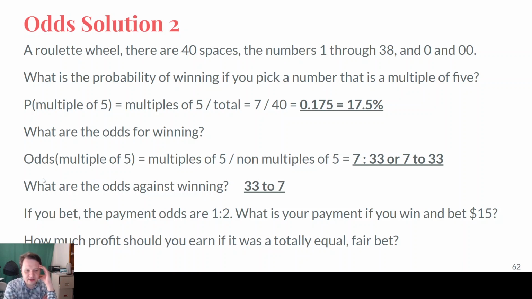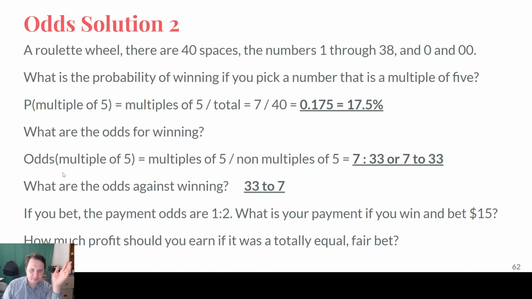So here's how you can calculate if you should make the bet or not, because it depends on how much they pay out. If they pay out a ton of money and you only have to bet a little bit, we should play. However, most of the time we should not play, as you'll see. So if you make a bet, the payment odds are 1 to 2. Okay? So the payment odds are 1 to 2 if you make a bet on a multiple of 5.